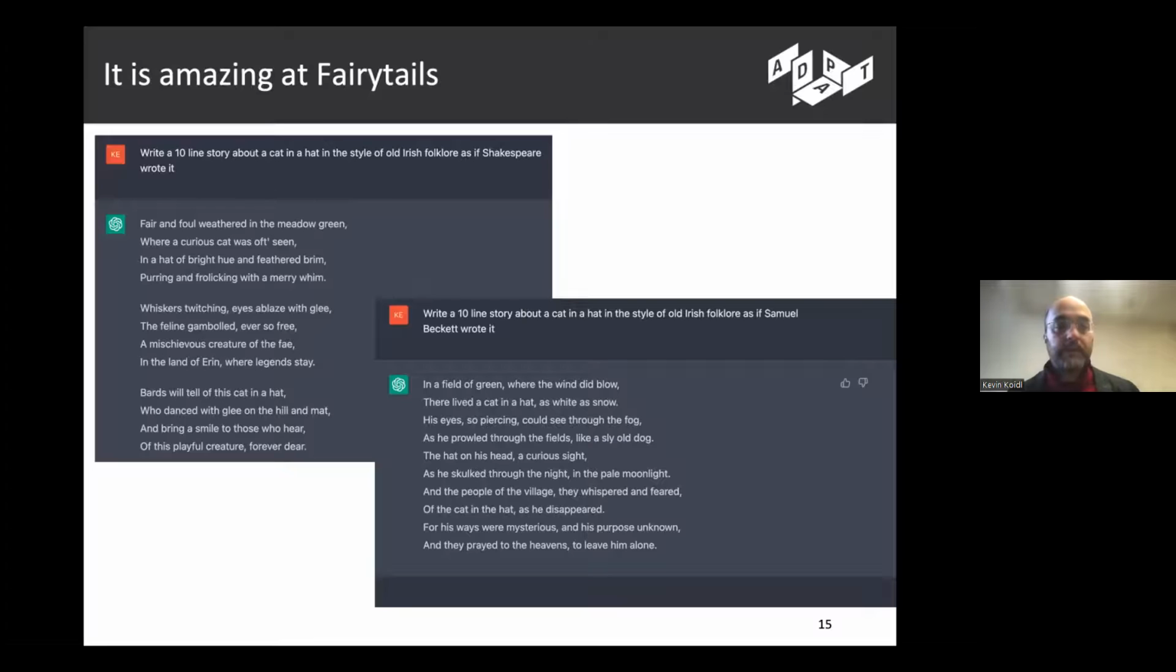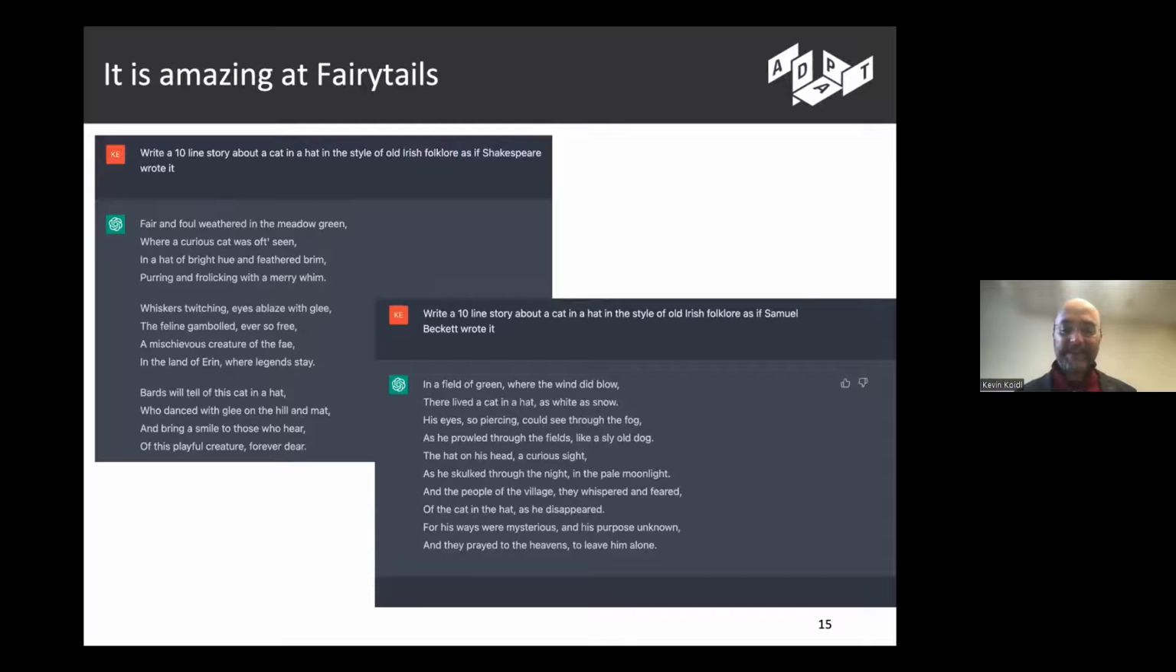Like if you're into Shakespeare, this sounds to me like Shakespeare. And then if you're into Samuel Beckett, you do the same thing, and it gives you the same kind of idea of a story in the style of Samuel Beckett, which is a little bit different. It's not as grim as I hoped it would be. I mean, this is still a little bit too happy in my sense.